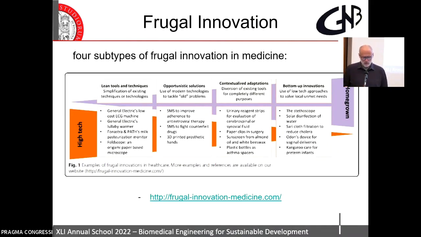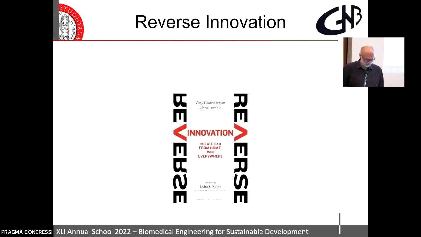And finally, bottom-up innovation, the use of low-tech or no-tech approaches to solve local unmet needs. One example is kangaroo care for preterm infants, in which the baby is simply held by the mother in contact, skin to skin, to prevent hypothermia. Okay, you can find again some examples, maybe relevant for you.